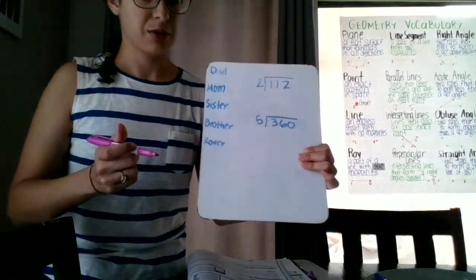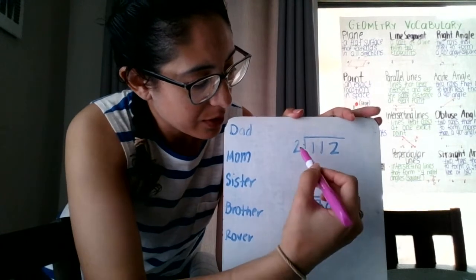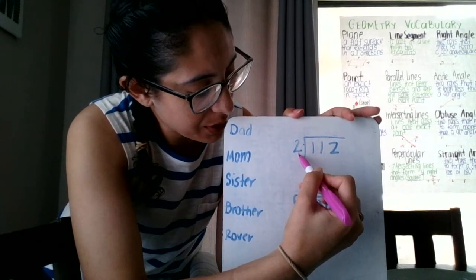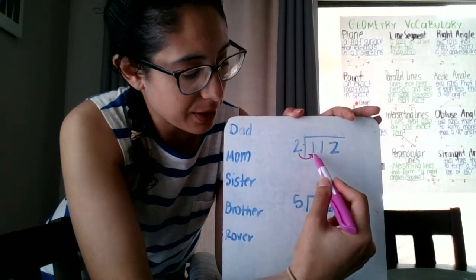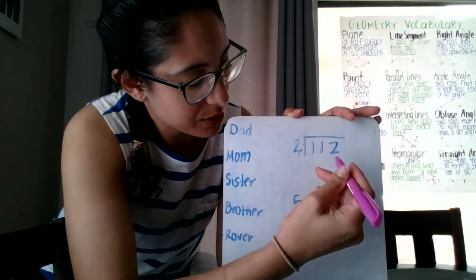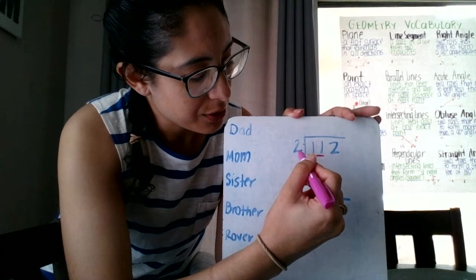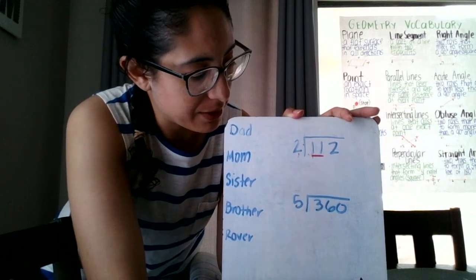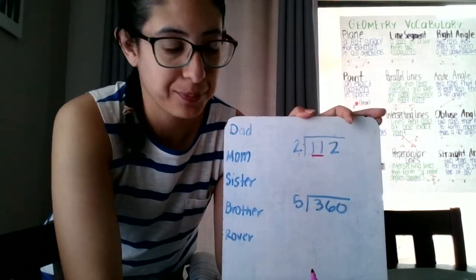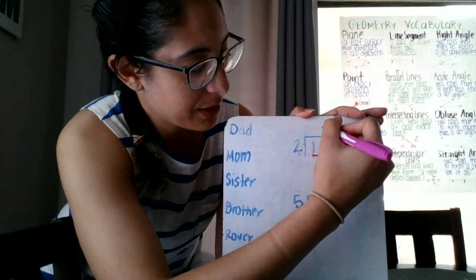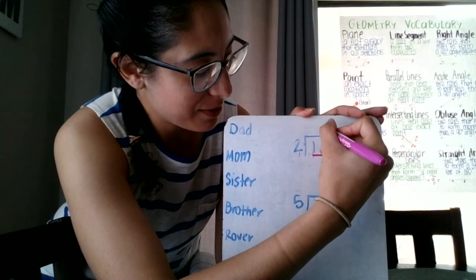First we're going to do this one right here. We're going to do 112 divided by 2. So we're going to look at 2 and see how many groups of 2 can go into 1. None, because 2 is bigger than 1. So we can't do that. So instead we're going to look at this as an 11. How many groups of 2 can go into 11? What times 2 will get us close to 11 without going over? 5, right? 2 times 5.